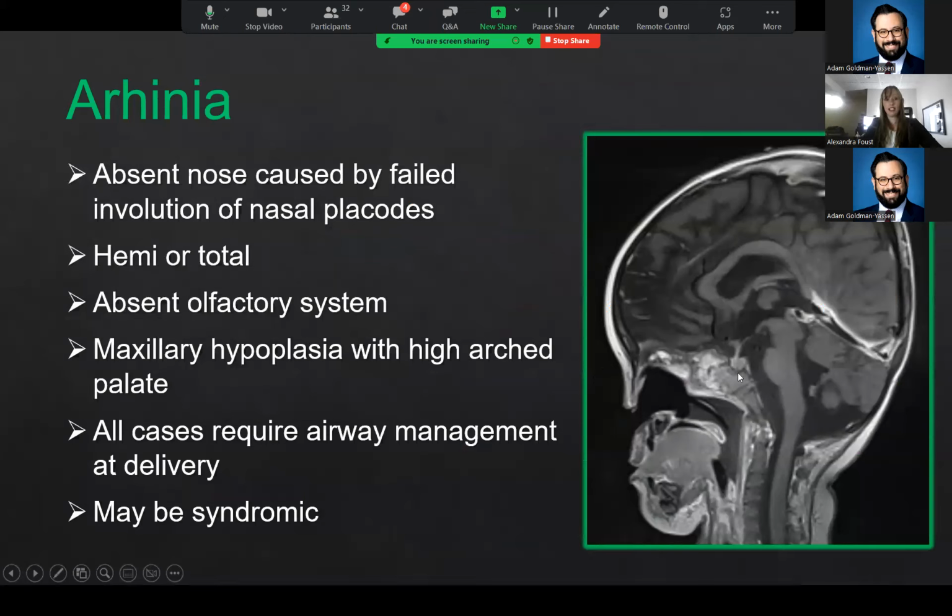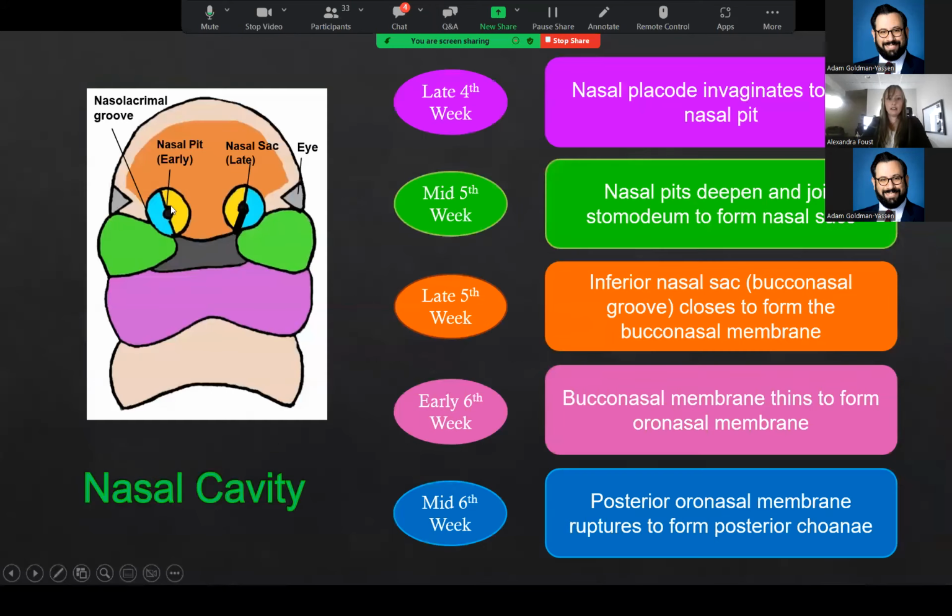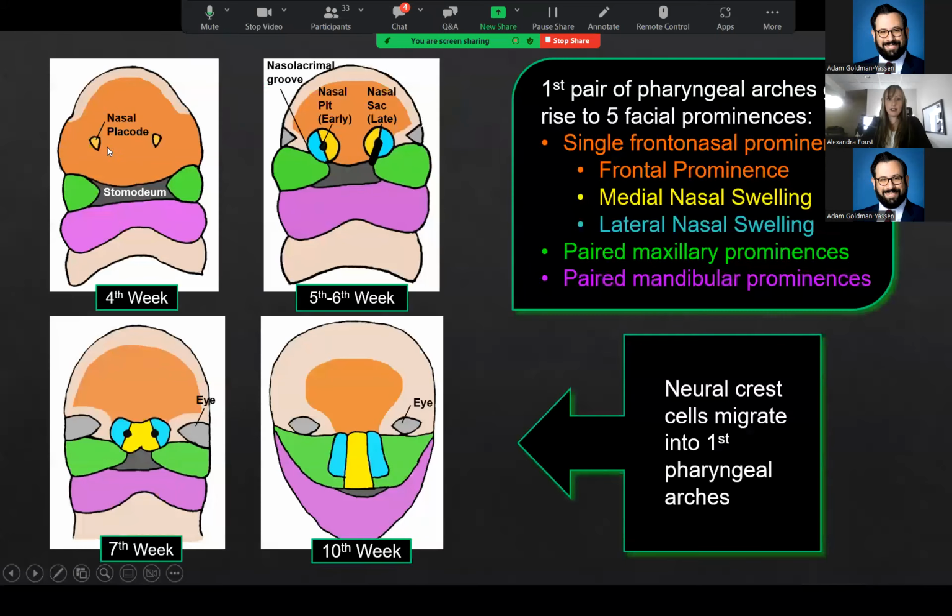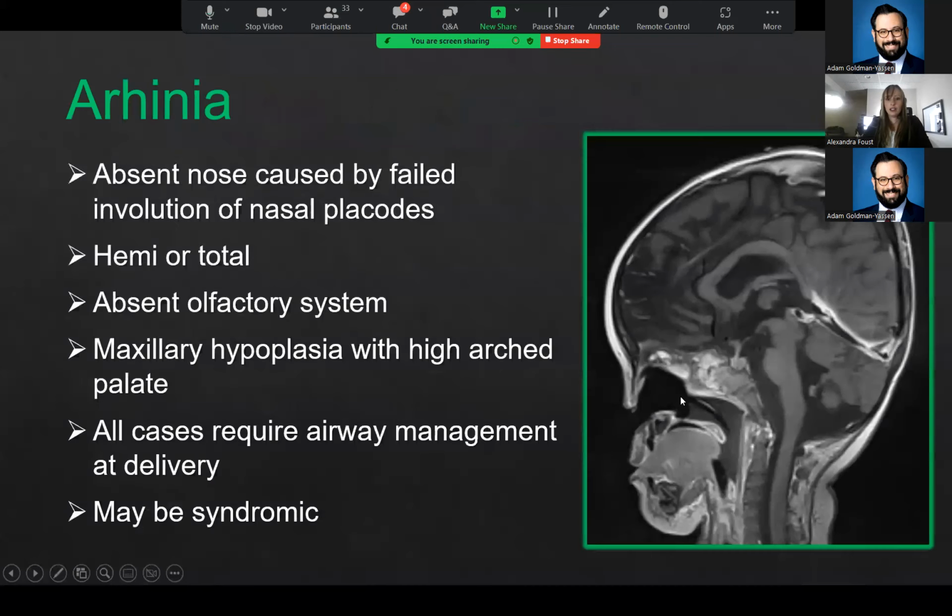So talking about some of the pathologies in this region, this is a pretty extreme example. This is a case of arhinia. In this situation, the nasal placode never involuted at all. So if we think about being way back here where we only have our little placodes, none of the precursors that are going to form the nasal structures are there. As a result, you end up with complete absence of the nose. It can happen bilaterally and you can have a complete arhinia. It can also be hemiarhinia if only one of the placodes fails to involute.